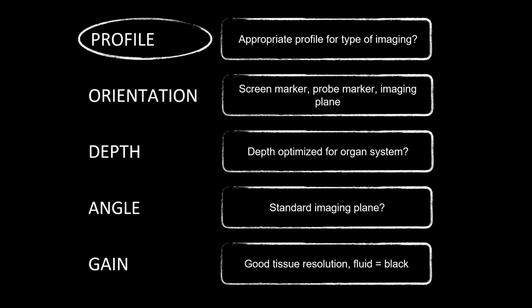There are 5 main things that you need to look at when you're doing quality image acquisition. The first one is profile, the second is orientation, the third one is depth, angle, and finally gain.